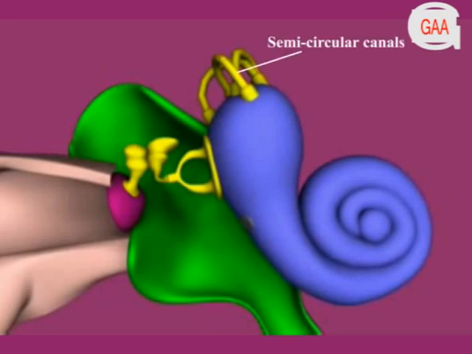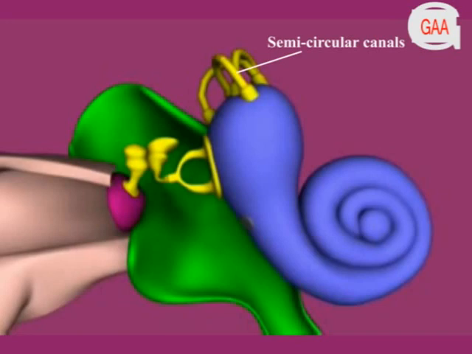Maintenance of body balance and posture. Balance is brought about by the semicircular canals and the vestibules. The semicircular canals are three tubular cavities containing endolymph. These canals lie mutually at right angles to each other and occupy the three planes of space. Two of these lie vertically and at right angles to one another, while the third is horizontal.